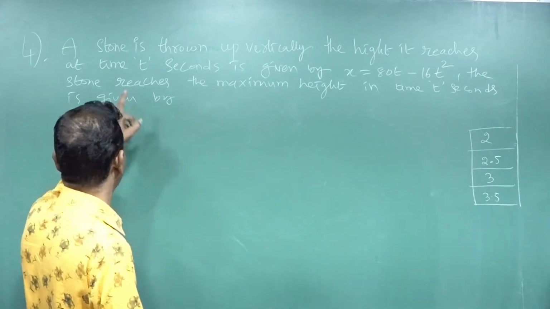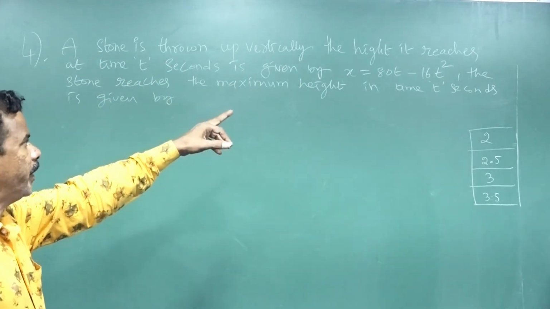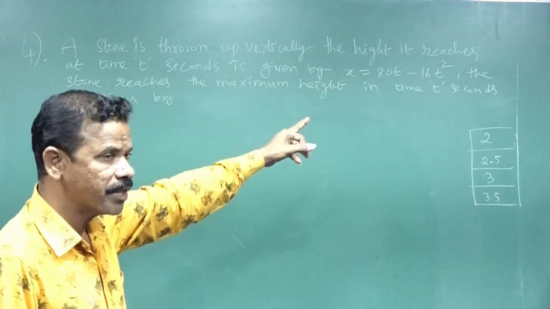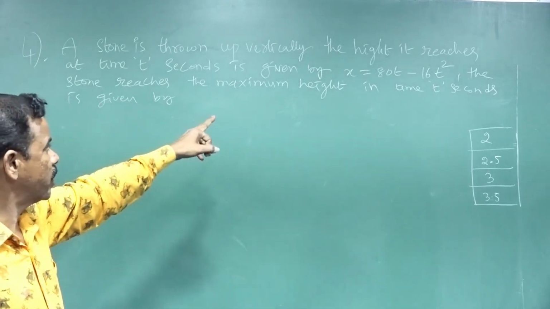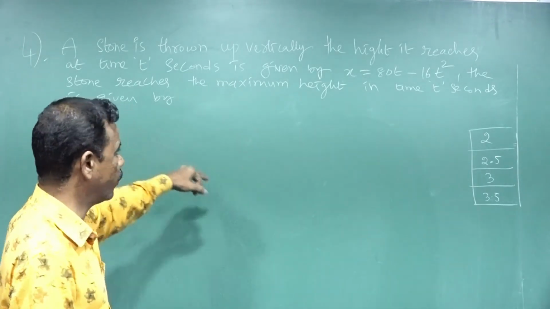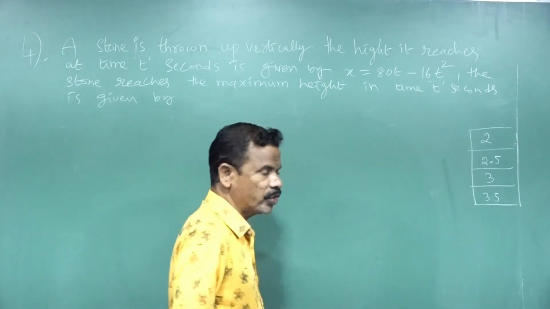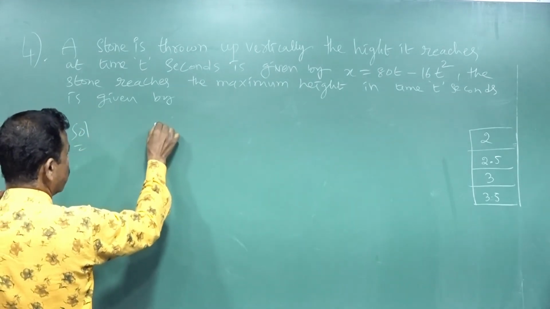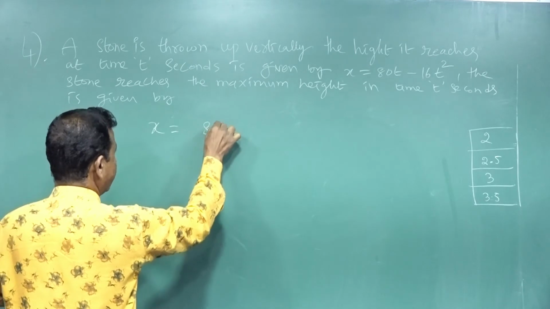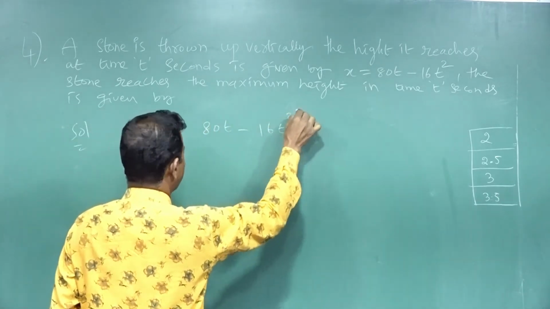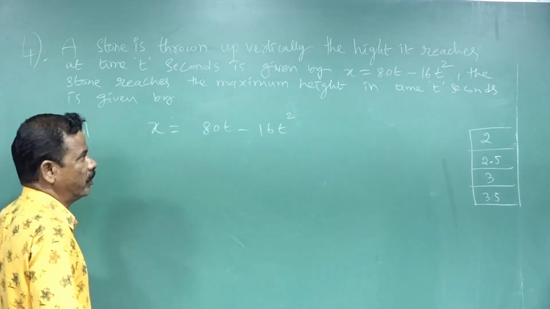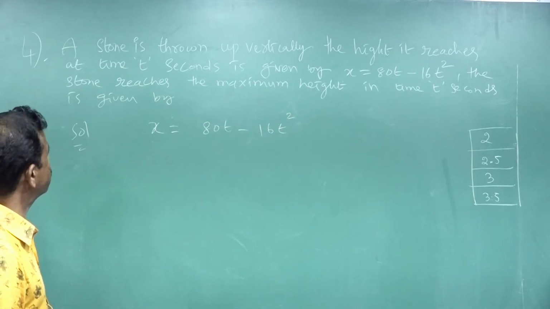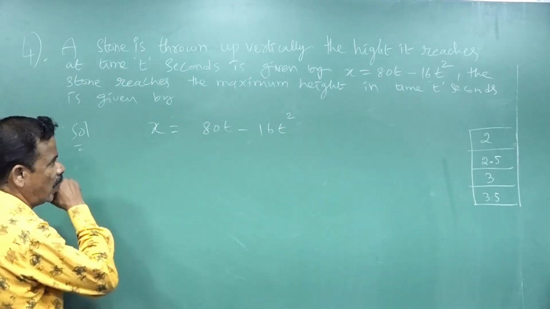Fourth problem. A stone is thrown up vertically. The height it reaches at time t seconds is given by x is equal to 80t minus 16t square. The stone reaches the maximum height in time t seconds given by which option? There are 4 options. Which option is correct? So solution, what is given? x is equal to 80t minus 16t square. So x is the function in terms of t. t is the time in seconds, and x is distance, units not given.